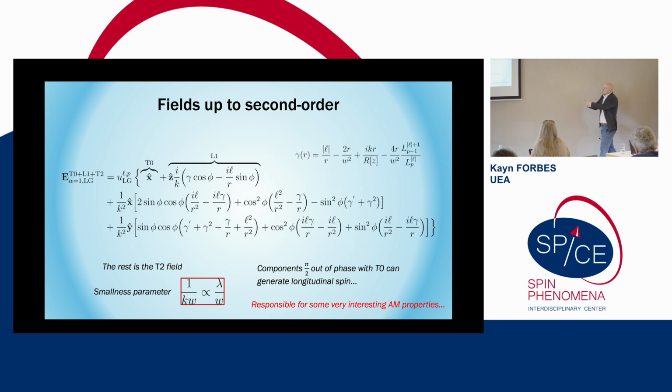So to make this a bit more sensible, if I say I've got an x-polarized beam, so I put alpha equals 1 in the expression, this is what I get. And what you see is you've got an x component here in T0 and a T2y component. So you've got orthogonal components, which will be pi over 2 out of phase due to these i's. We'll get into that in a bit more detail later.